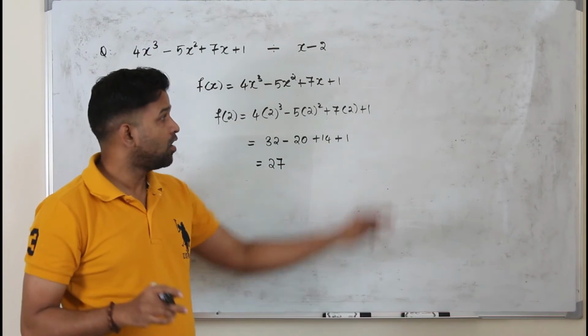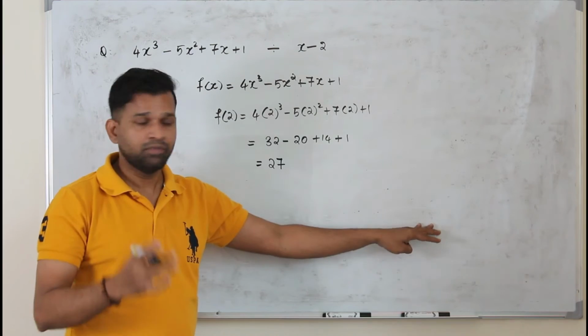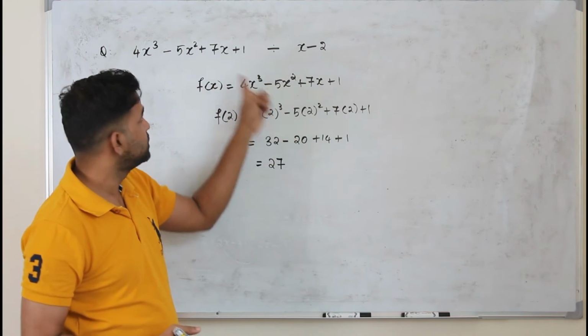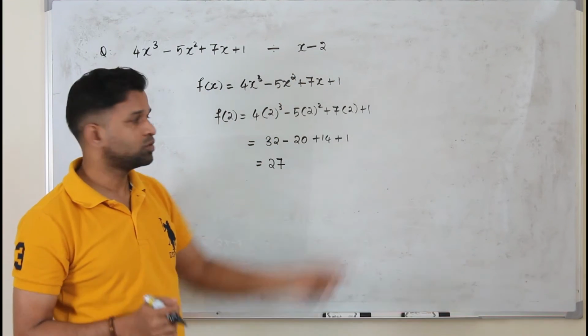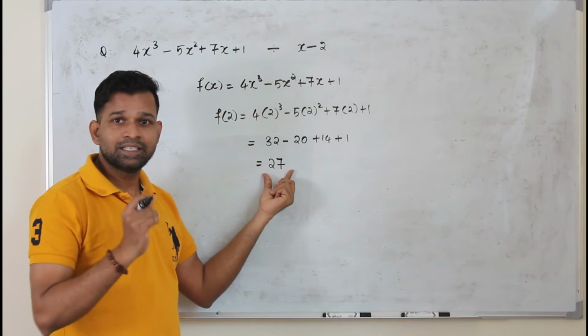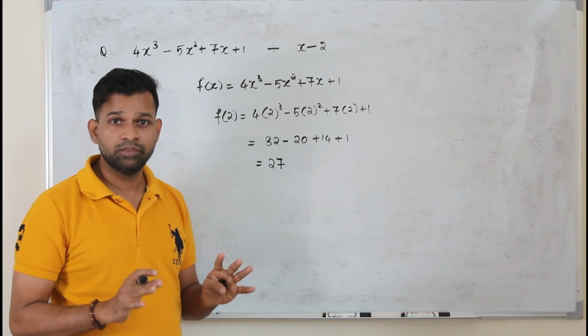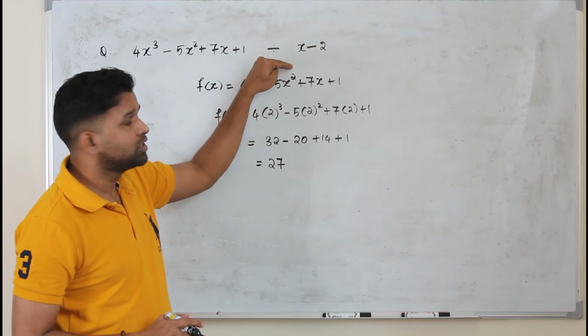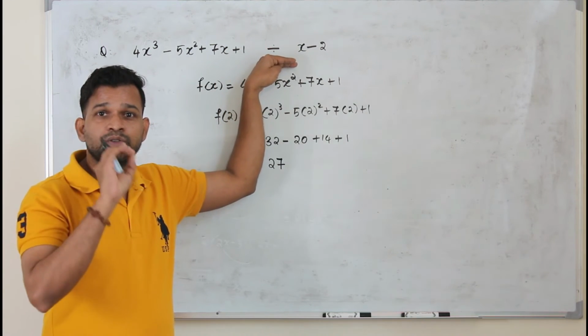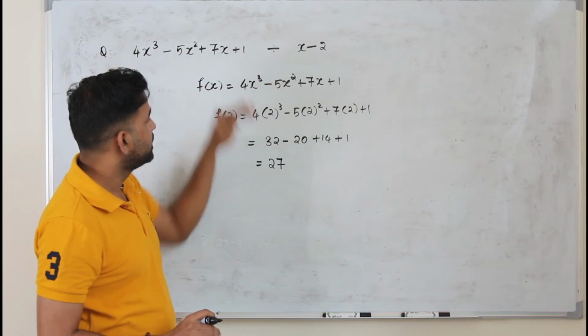Even if you apply long division to divide this polynomial by x minus 2, you will get the same 27 as your remainder. But here we are not supposed to use long division because the question says very clearly to use the remainder theorem to find the remainder.